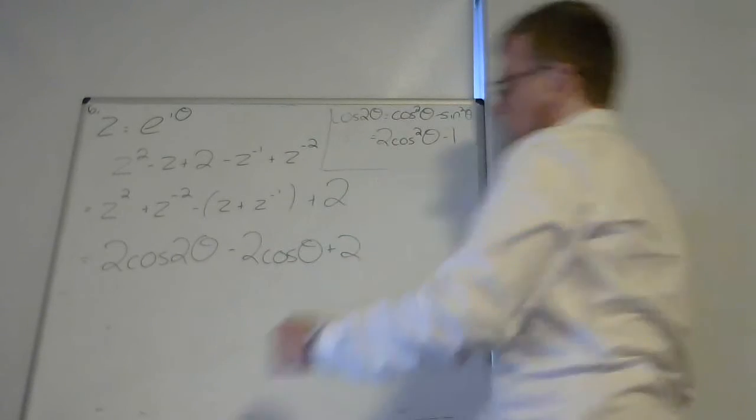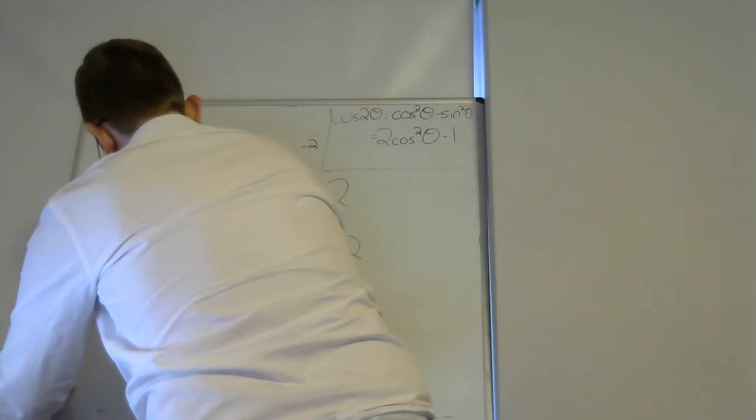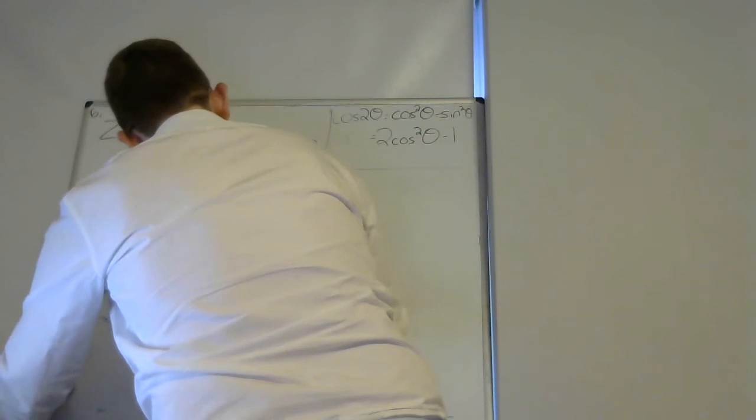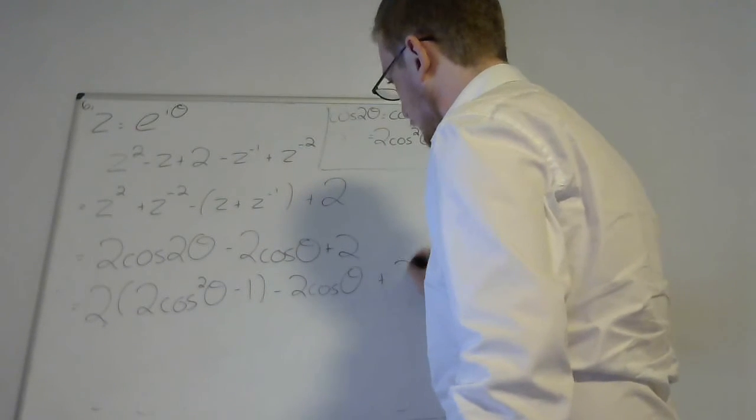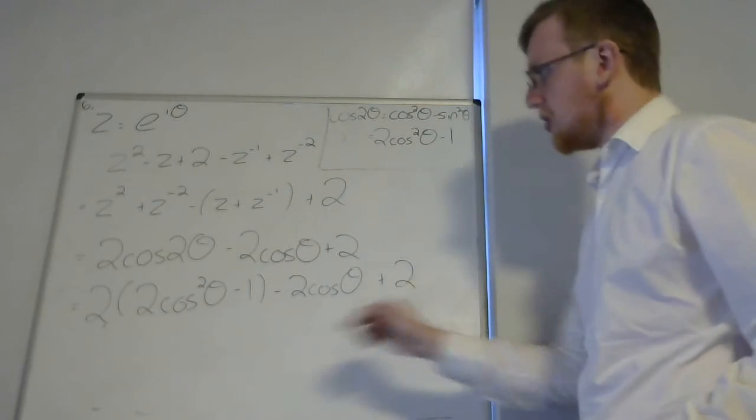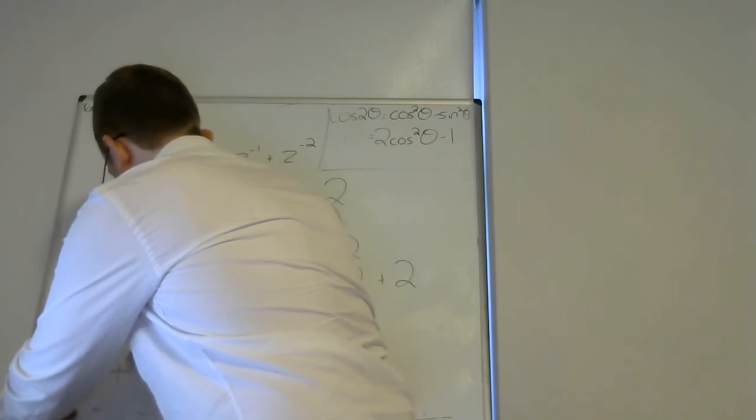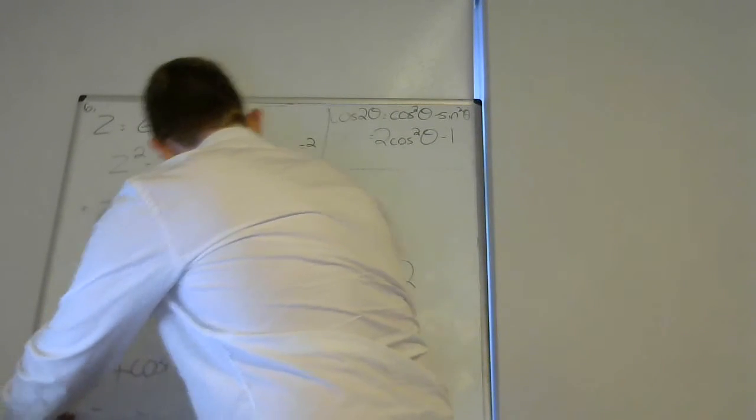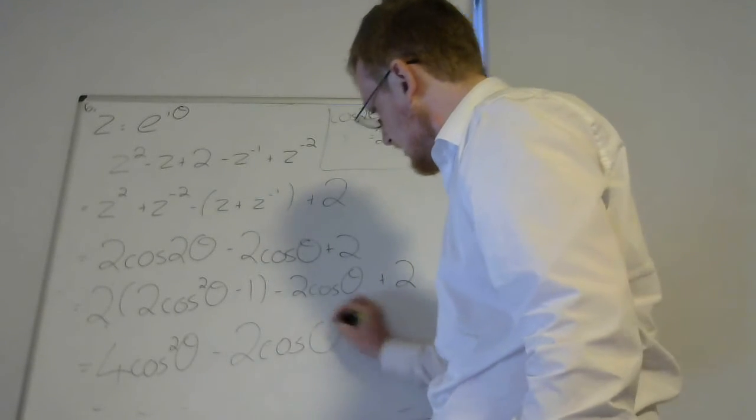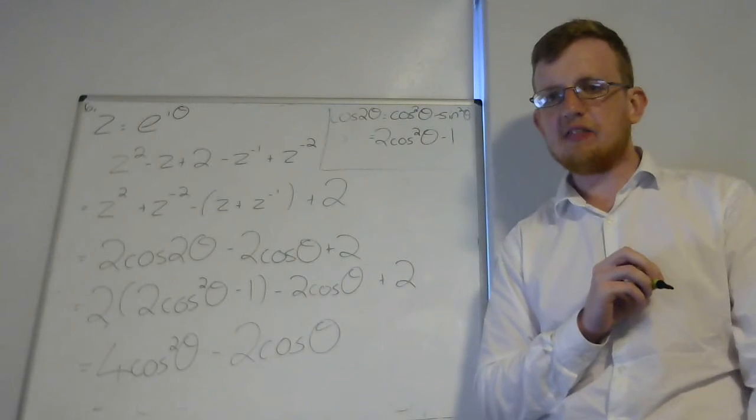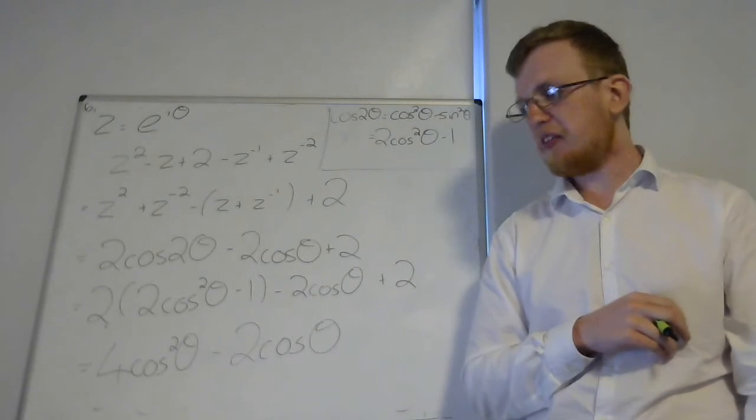So 2 times, in brackets, 2 cos squared theta minus 1 minus 2 cos theta plus 2. And we can see that this plus 2 is going to cancel out with this minus 2 here, and we'll be left with 4 cos squared theta minus 2 cos theta. Exactly what they wanted. That's lucky, isn't it? Cool. As required. Give yourself a nice big tick. Feel amazing about yourself. Go on to the next part of the question. Let's do it.